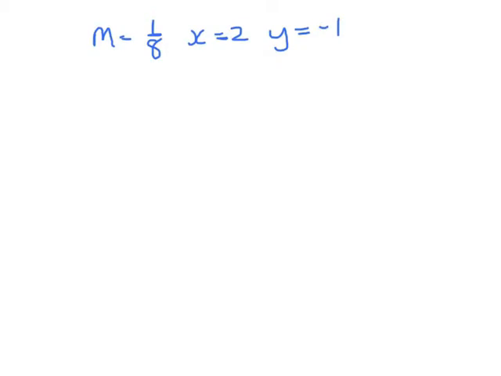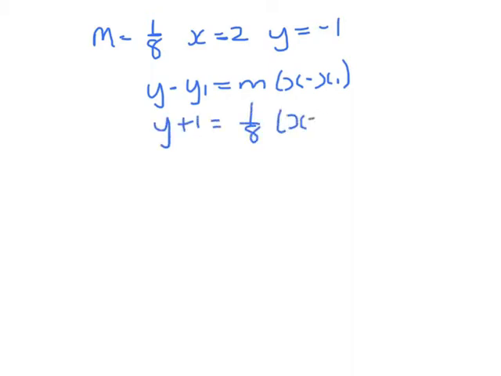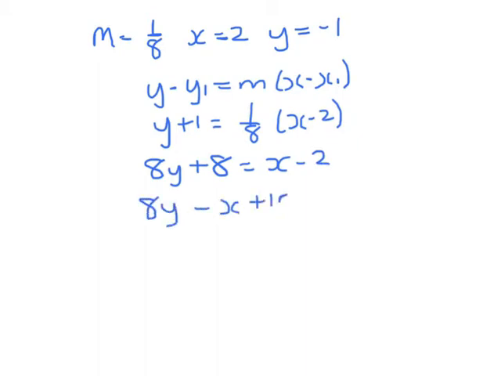Gradient is 1/8, x is 2, y is minus 1. y minus y1 equals m times x minus x1. So y plus 1 equals 1/8 times x minus 2. I'm going to multiply across by 8. 8y plus 8 equals x minus 2. 8y minus x plus 10 is equal to 0.